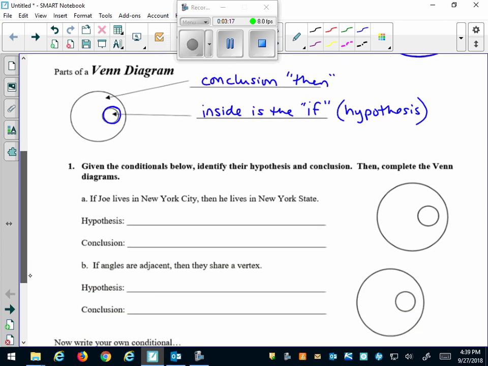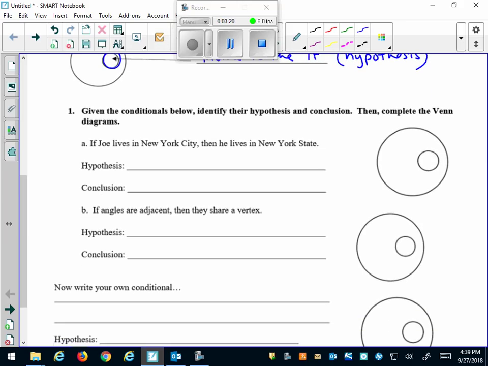So let's look at some other examples. Given the conditionals below, identify their hypothesis and conclusion and fill in the Venn diagrams. Okay, so if Joe lives in New York City, then, there's the if, there's the then, he lives in New York State. So we want to just take the part between the if and the then. That's the hypothesis. So we're not going to include the word if. I can't stress that enough. You don't put the word if when they ask for the hypothesis. You're just going to copy what comes after the if.